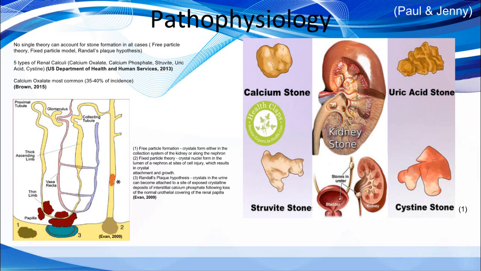And calcium oxalate. Calcium oxalate is the most common type of kidney stone and is believed to be caused by high calcium and oxalate excretion. No single theory can account for stone formation in all cases. However, there are 3 main theories in regards to kidney stone formation, which are the free particle theory, fixed particle model, and Randall's plaque hypothesis.